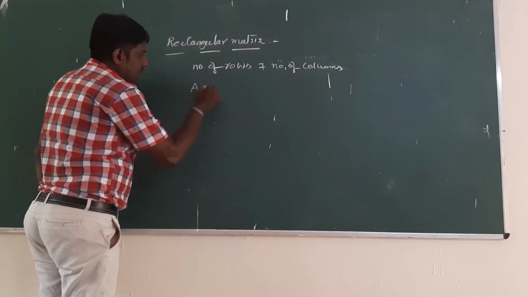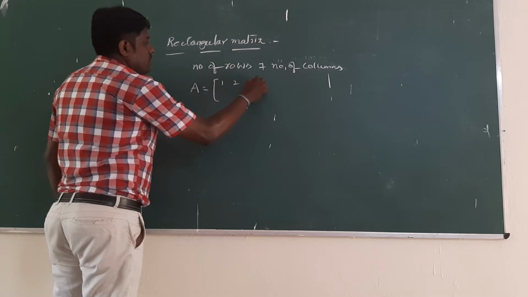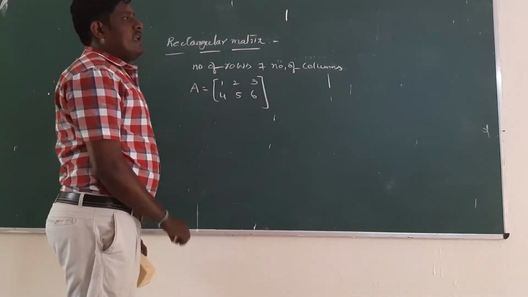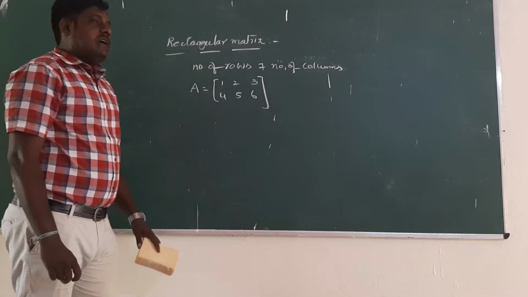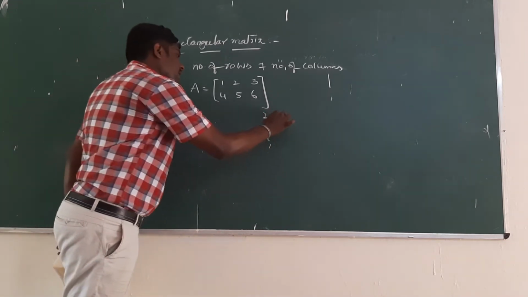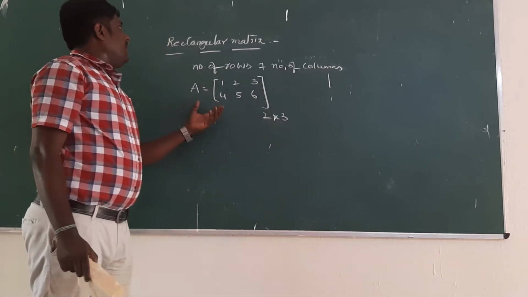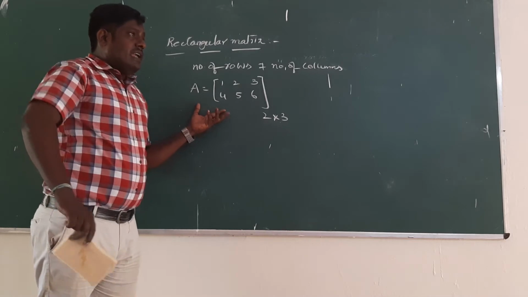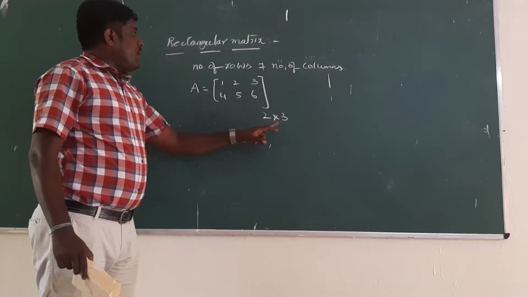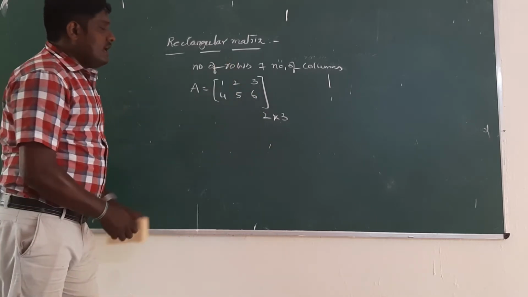See one example: matrix A equals 1, 2, 3, 4, 5, 6. How many rows are there here? 2 rows. How many columns? 3 columns. So this is a 2 by 3 matrix. This is also called a rectangular matrix. Why? Because the number of rows is not equal to the number of columns.